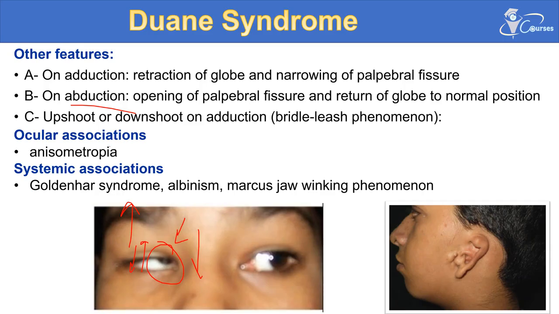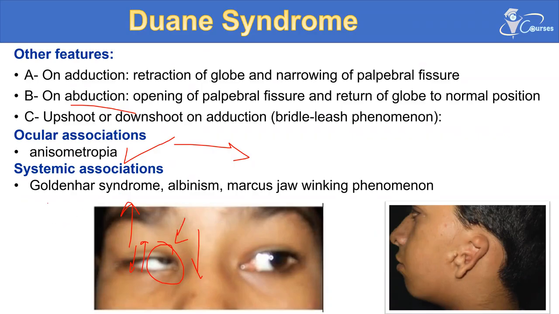A very, very important association of Duane syndrome is anisometropia. So if those patients have amblyopia, it is because of the anisometropia rather than the strabismus. Okay. So usually Duane syndrome doesn't cause amblyopia, but the anisometropia does.